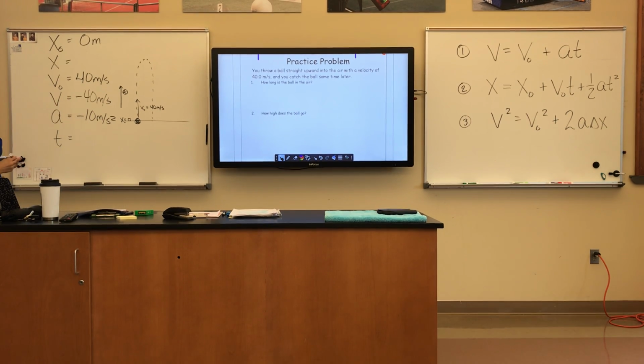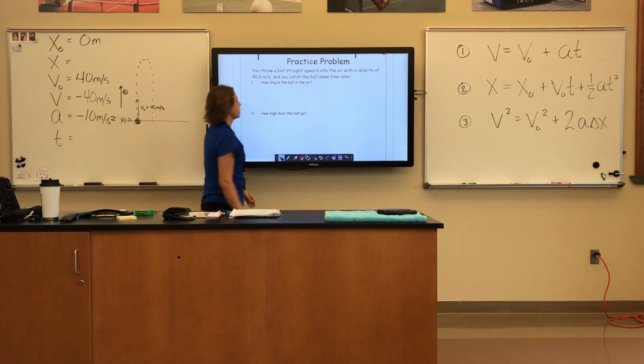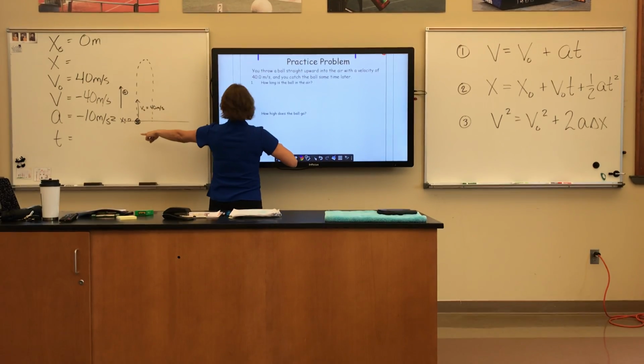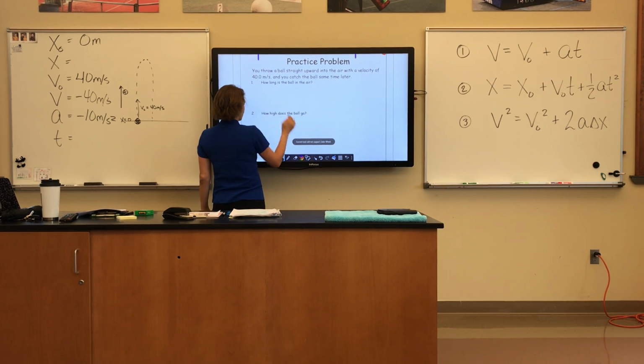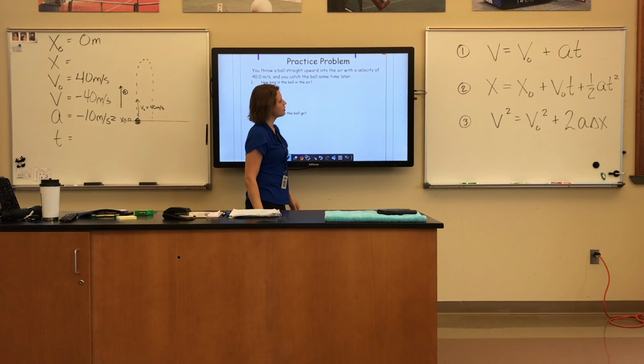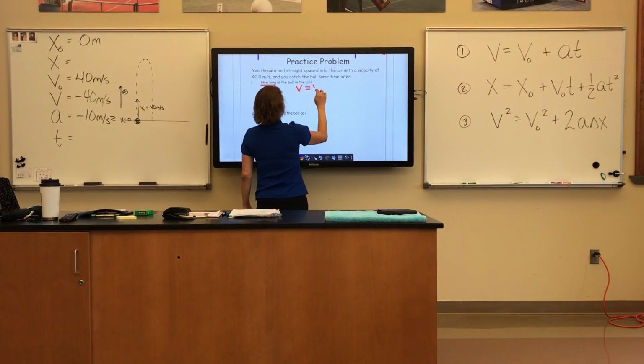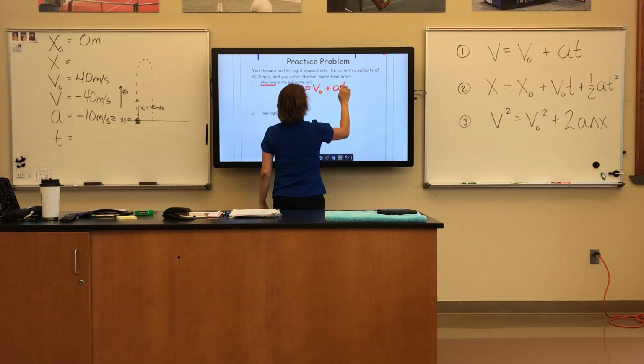Great. How long is the ball in the air? We now have 4 numbers. That's a good sign. We could probably solve now for a 5th one. Which equation do you want to use to try to solve for, this says how long? What are we solving for? Time. Which one do you want to use? Number 1. It's not a whole lot we have to deal with there. Final velocity equals initial velocity plus acceleration times time.